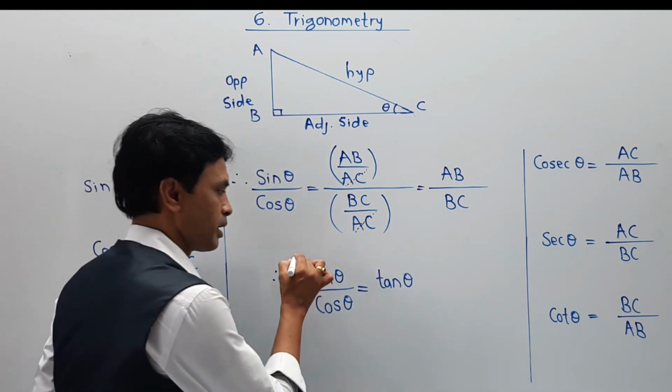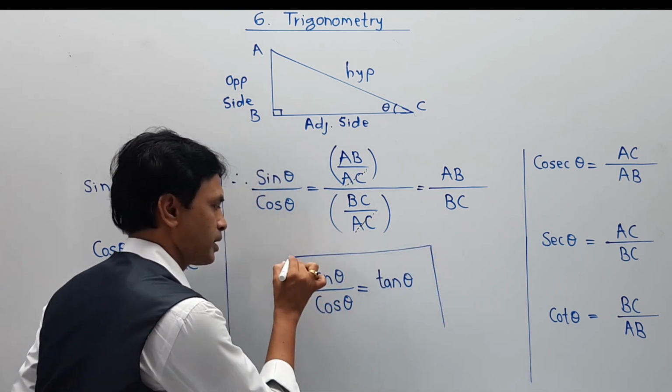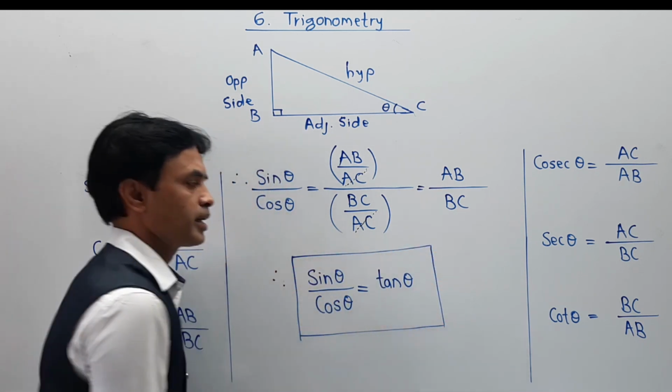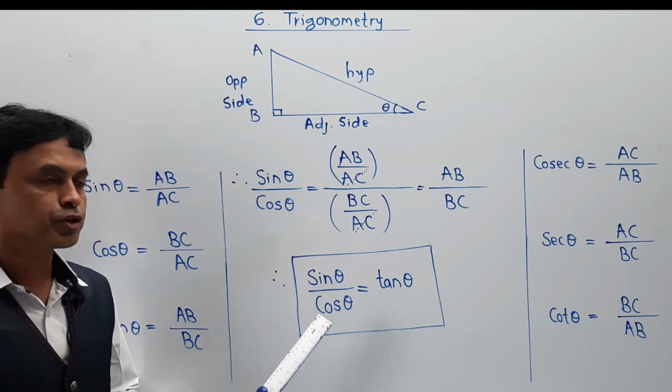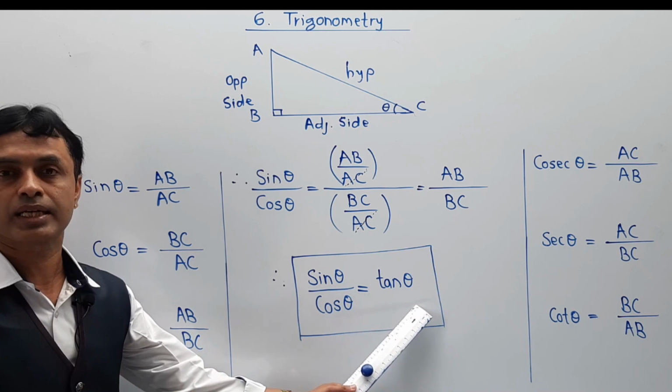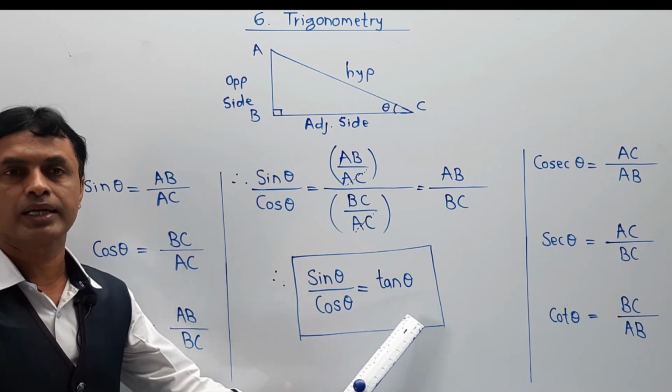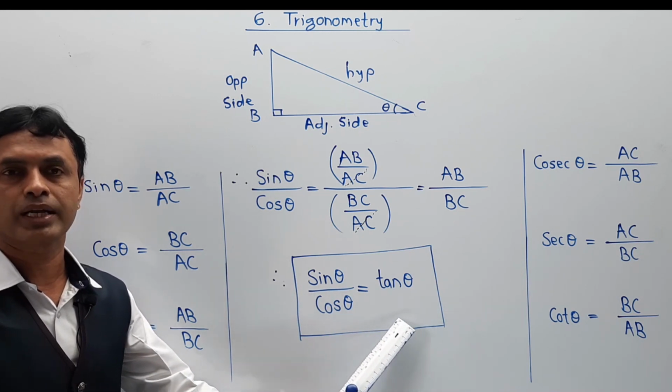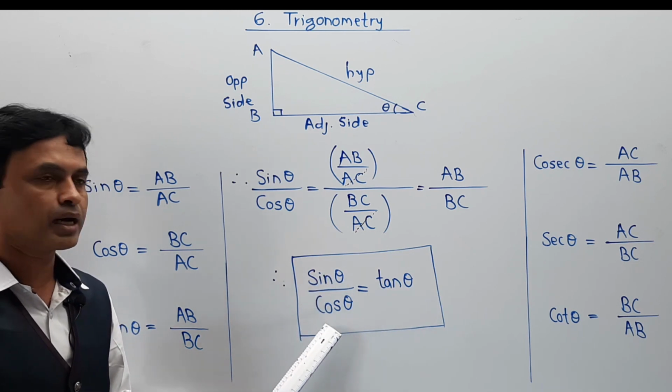So in a numerical, remember student, you have to write a part in different aspects. Sometimes you will get the ratio of sin theta upon cos theta, and you can write it as tan theta. Sometimes in a numerical it comes as tan theta, and at that time you can replace tan theta by sin theta upon cos theta.